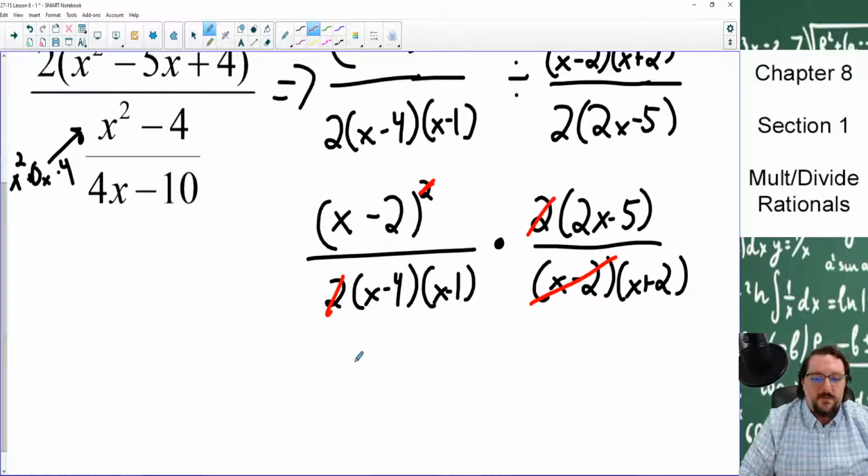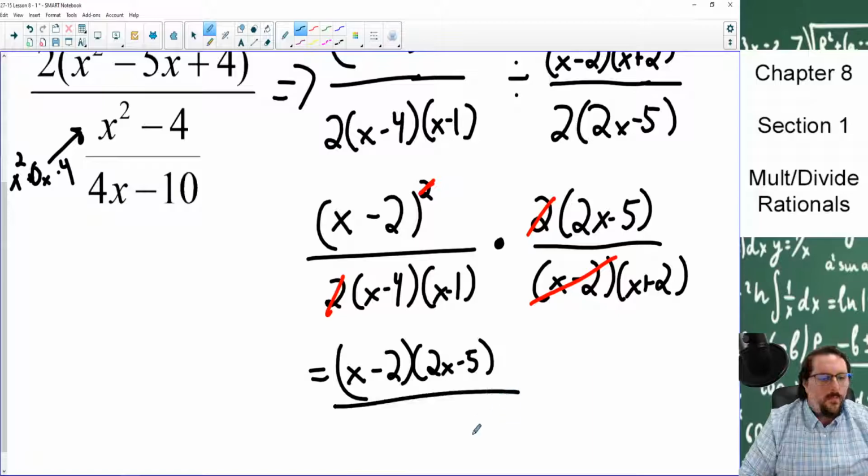And so last but certainly not least, we can multiply straight across. We'll get x minus 2 times 2x minus 5. And on the bottom, we'll get x minus 4 times x minus 1 times x plus 2.